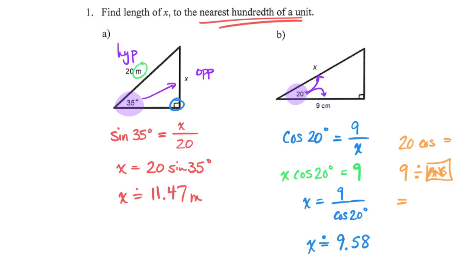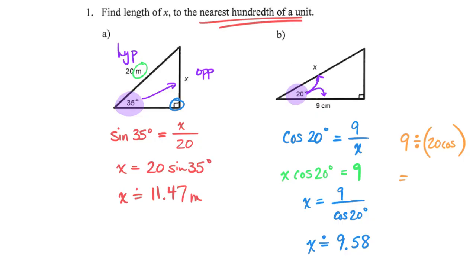Okay, if not, and you don't have an answer button, then what you're doing is you're using brackets. So you're going to punch that in the way it's written, 9 divided by, but now is where you need to open up a bracket, maybe. Then you're going to punch in 20 cos, close your bracket, maybe, and hit equals. That will get you your value.